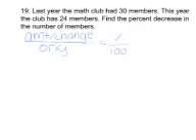Now, let's read the problem. Last year, the math club had 30 members. This year, the club has 24 members. Find the percent decrease in the number of members. So the amount of change, so it started with 30 members, and now there's 24, over the original amount, which is 30, equals percent, which you don't know, which is going to be x over 100.